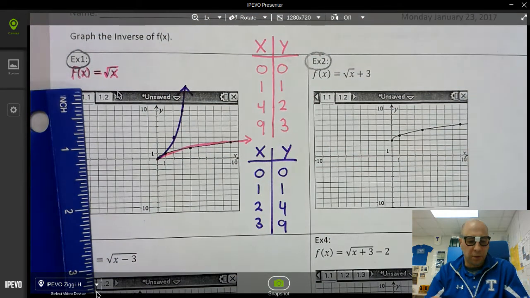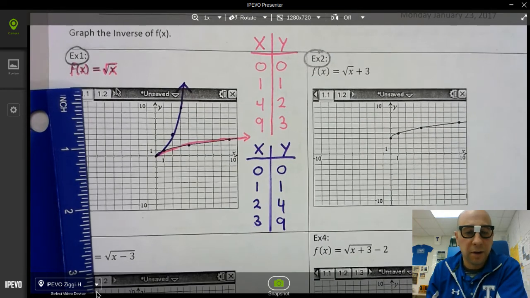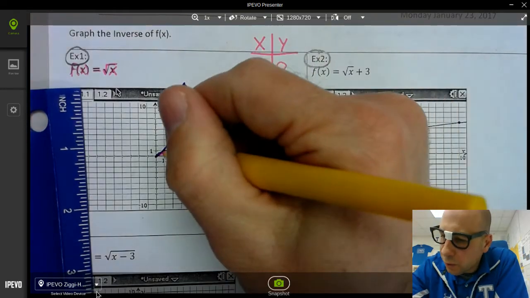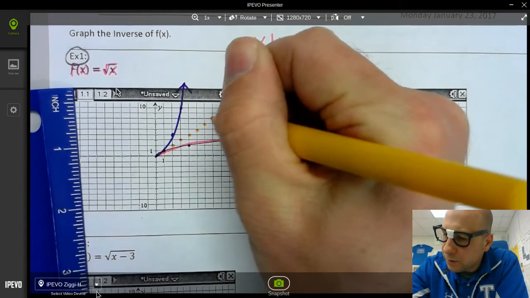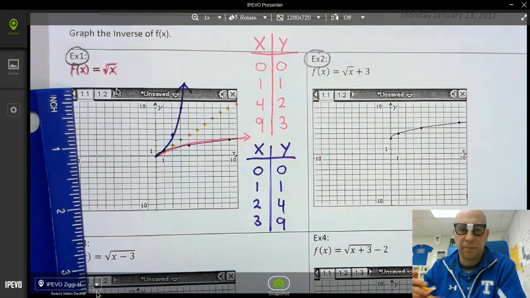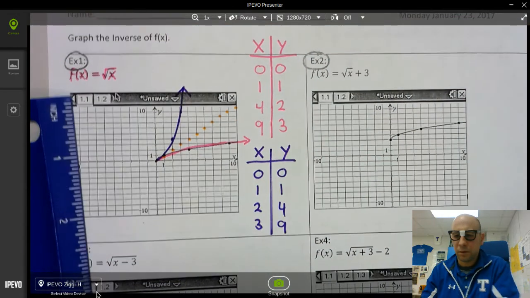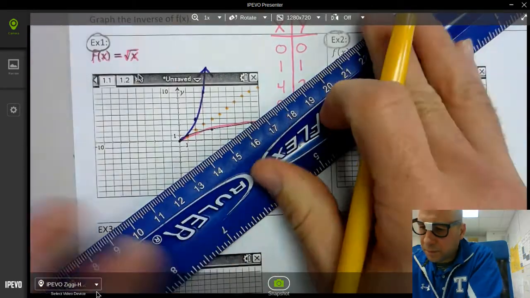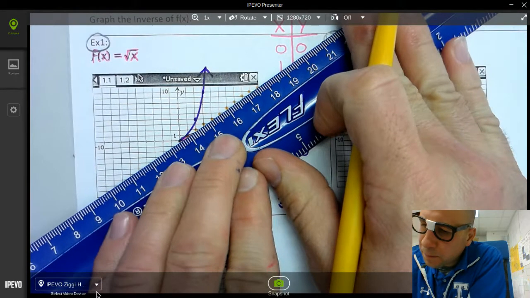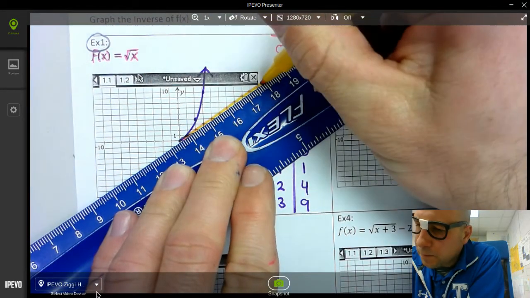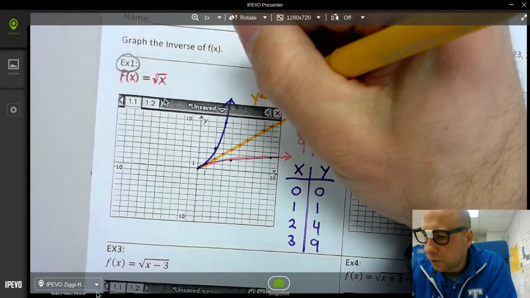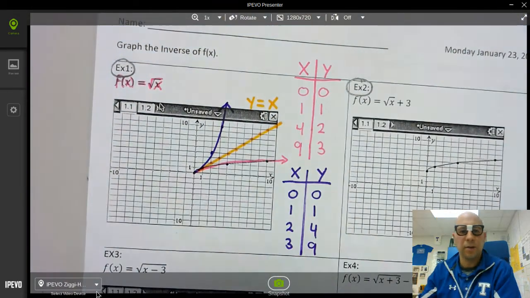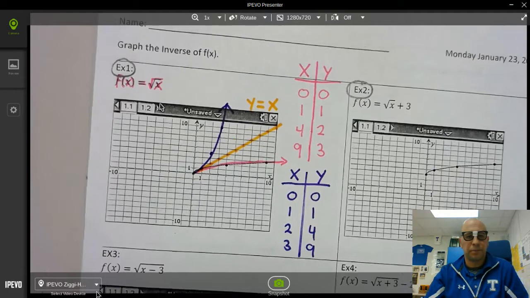All right, so if in fact these are inverses, then they'll reflect over the y equals x line. So using yellow, we're going to graph that. So 1, 1, 2, 2, 3, 3, 4, 4, 5, 5, 6, 6, 7, 7, 8, 8, 9, 9, 10, 10. All right, you'll see that they reflect over the y equals x line so that they are inverses.